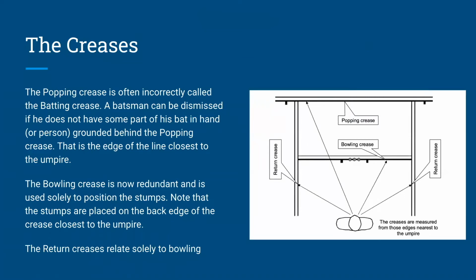Okay. So the creases, right? That's the popping crease, the bowling crease, the return crease. Of late, bowling crease, nobody cares. It's just there because you can bowl from anywhere. It is the two creases, the popping crease and the return crease, that have some implication for runouts and some implication for no balls, and we'll go over it as we are going through that. These are the basic creases that are in play. Bowling crease of late is not that relevant.